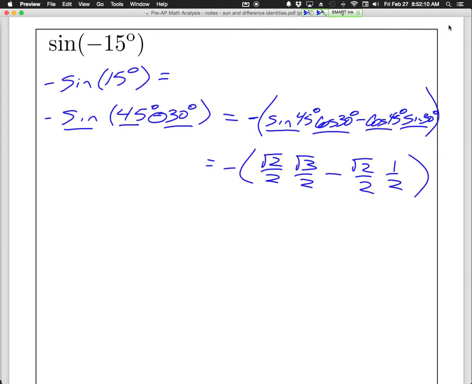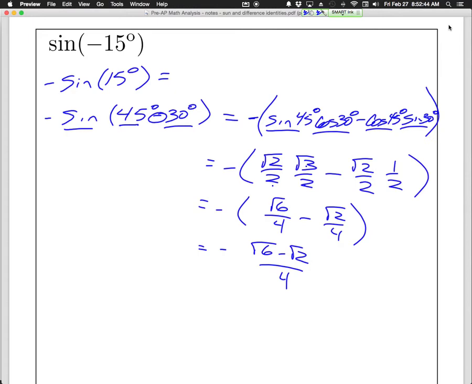So now I just multiply. Square root of 2 times square root of 3 is square root of 6. 2 times 2 on the bottom is 4. On the top, that's going to be square root of 2. My denominator is 4. Notice my denominators are the same. If you do this correctly, your denominators will always be the same. If your denominators are not the same, you did something wrong. So then I can make this a negative square root of 6 minus the square root of 2 over 4.